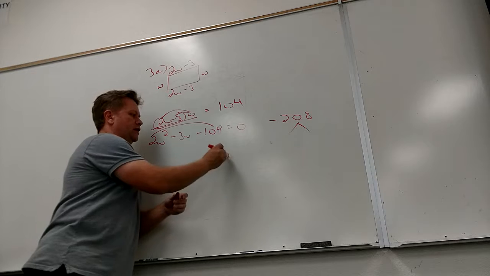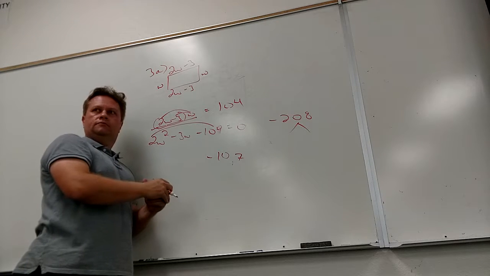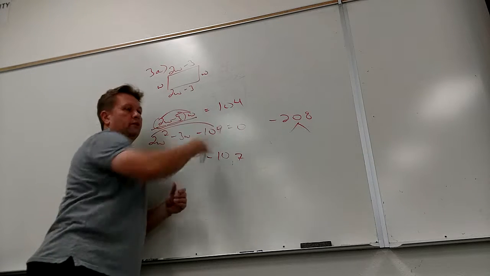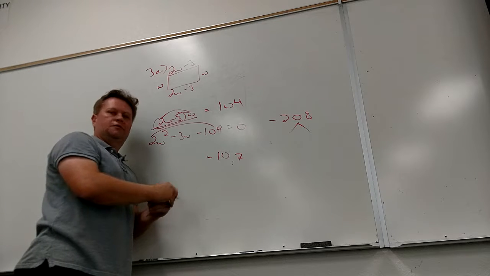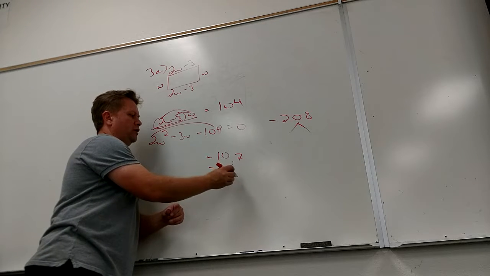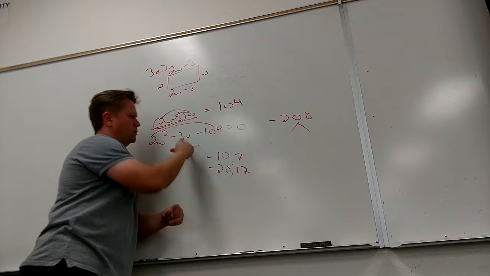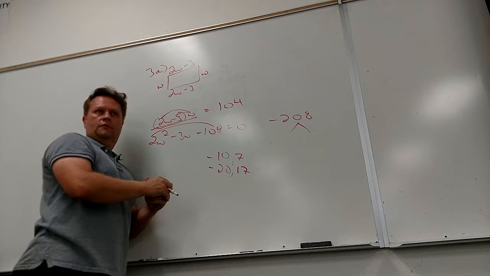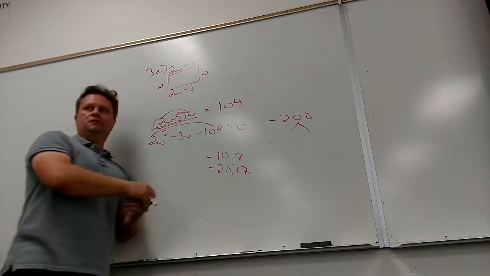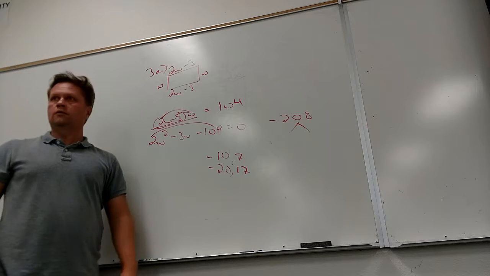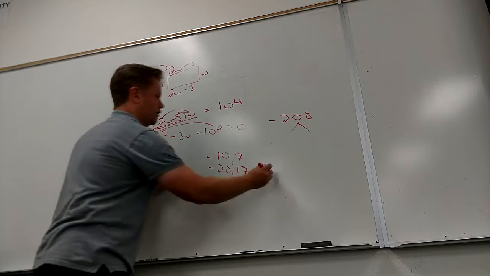So for example, like negative 10 and 7, don't they add to be negative 3? Do they also multiply to negative 208? No. So maybe up this up, maybe negative 20 and 17. Don't they make negative 3? And what's negative 20 times 17? Yeah, it's going to be negative 340.